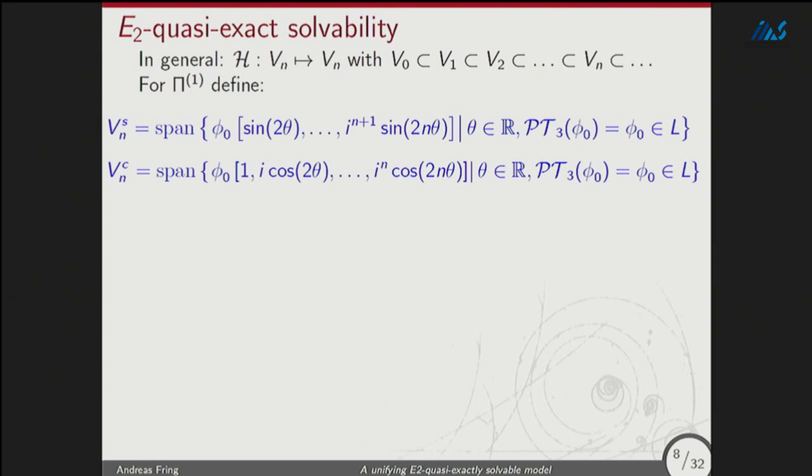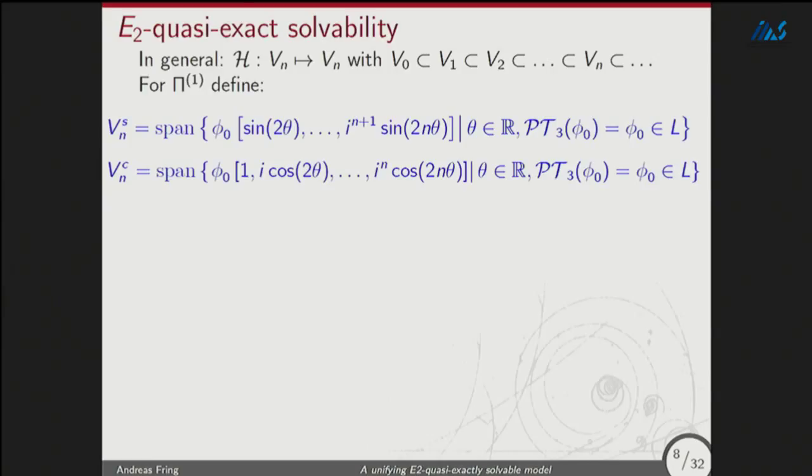So how to do quasi-exact solvability using E2 instead of SL2R? Well, the general principle is this. I have some kind of flag structure, and I want my Hamiltonian, and I have some grading, so it's very general. I have some grading, and Vn has to go to Vn. So I suggest here this kind of graded space. So you have some, this will be your ground state wave function.